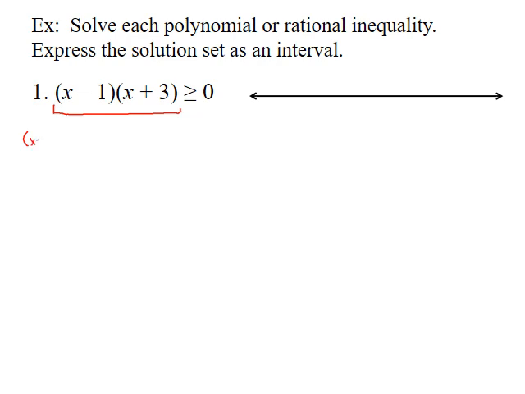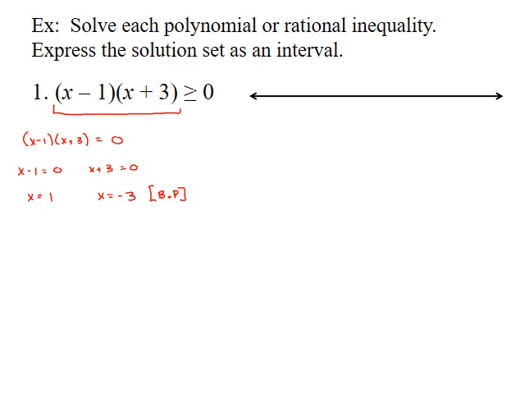Step number one says you're going to take your original expression, which is in factored form already, and set that equal to 0. Now, as we've learned in previous sections, you can now set both of those factors equal to 0. So x minus 1 equals 0, and x plus 3 equals 0. On the first one, if you add 1 to both sides, you get x equals 1. On the second one, if you subtract 3, you get negative 3. These are your boundary points.